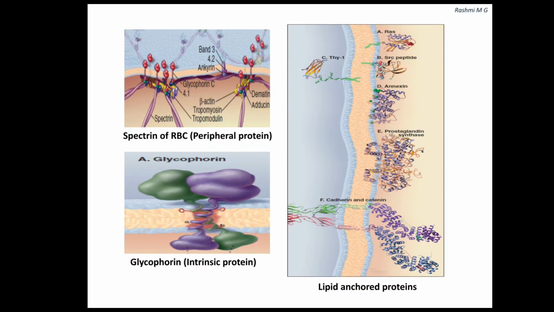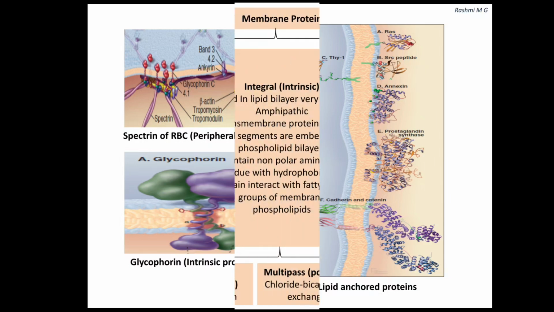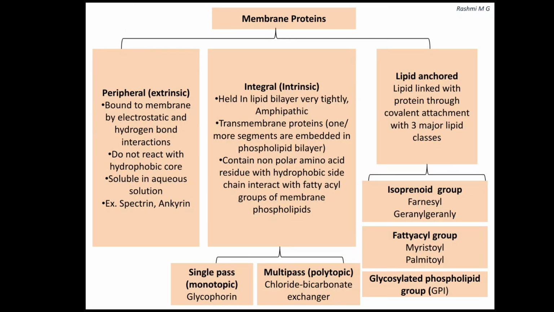Spectrin and ankyrin are very common examples of peripheral proteins present in the membranes of RBCs. Spectrin and ankyrin membrane proteins help determine the shape and flexibility of the RBC. Proteins that are held in the lipid bilayer very tightly and cannot be released by relatively gentle extraction procedures are called integral proteins or intrinsic proteins.